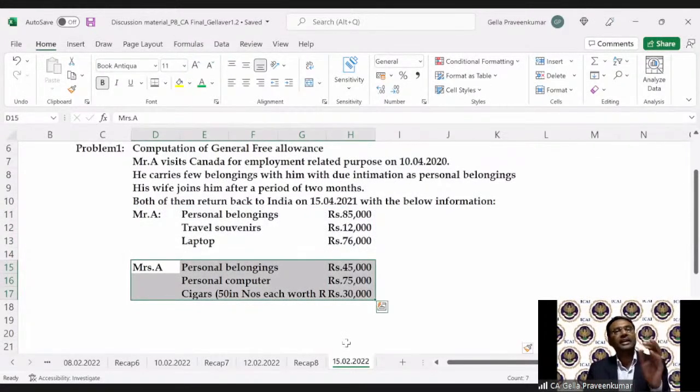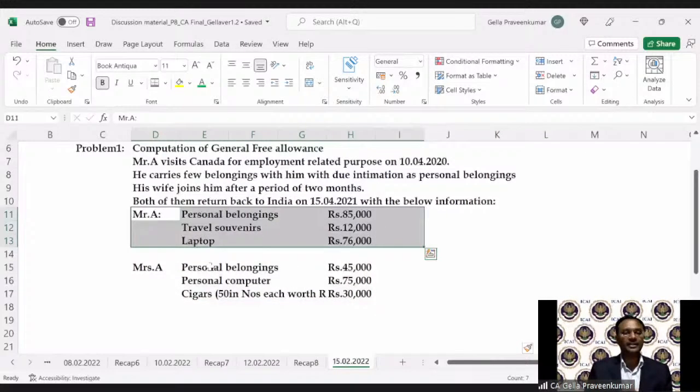Now, this could be called as tax planning. I wouldn't say this is tax avoidance. This is tax planning. Reason, Mr. A and Mrs. A, when they have to visit, they need to make a separate intimation because every passenger's luggage is maintained as a separate baggage. So if I have 5 bags, 3 bags can be declared under Mr. A, 2 bags can be under Mrs. A. This is how I can make an intimation. So Mr. A gives this information. Personal belongings 85,000, travel souvenir rupees 12,000. Laptop, rupees 76,000.